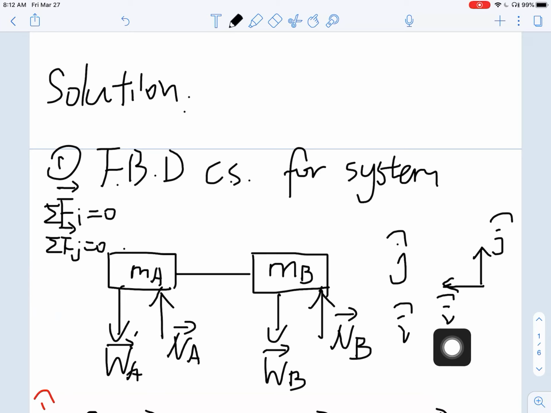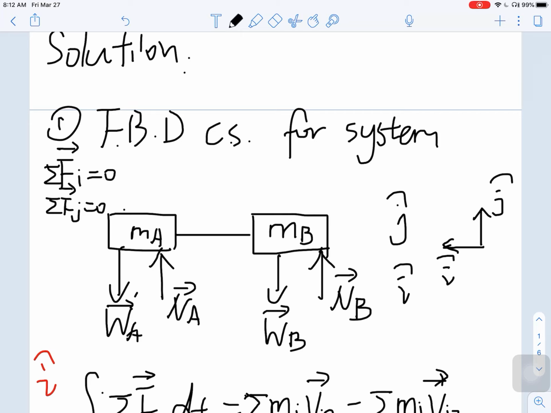So then I can set up my coordinate system I and J. Since both boats are moving to the left, it'll be easier to set my I towards the left, and the J is on the vertical direction. If you look at this free body diagram, you probably realize that all the forces on J direction sum to 0, right? And there's no forces on I direction.